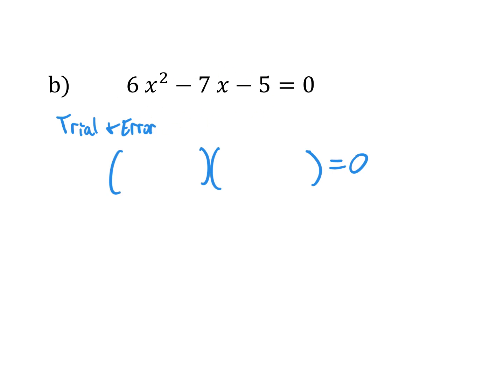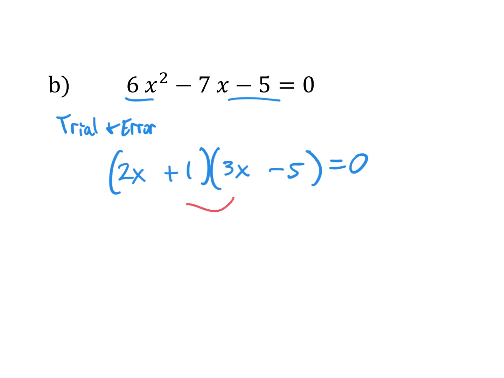So kind of trial and error, we could say, maybe this is... I know the first two numbers have to multiply to 6x squared, so maybe it's a 2x and a 3x. And I know the last two have to multiply to negative 5. So that could be a plus 1 and a minus 5, or it could be the other way around. The key is that these multiply to negative 5 and these multiply to 6x squared, but will I get negative 7x when I multiply this out?